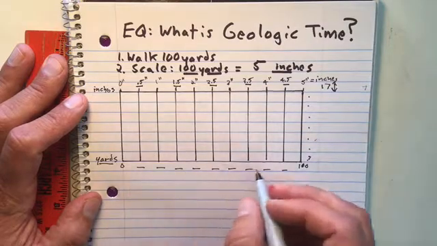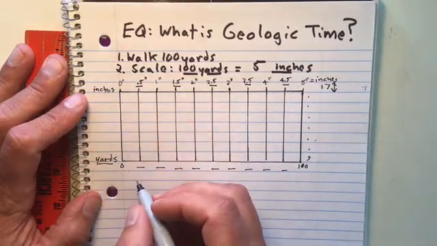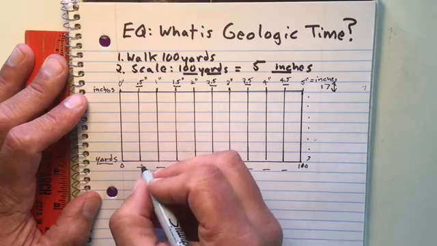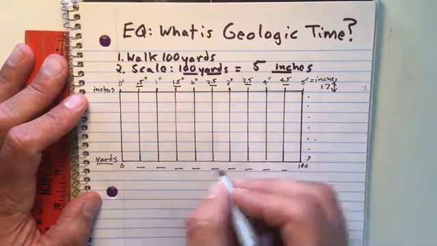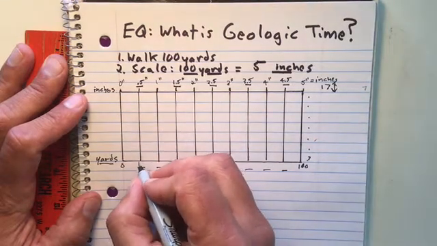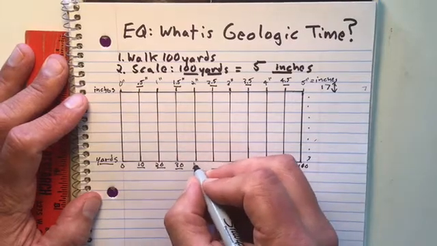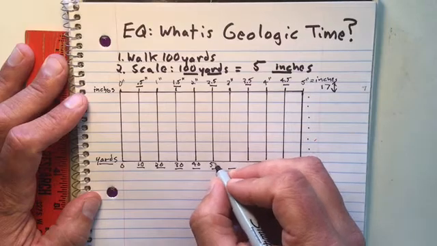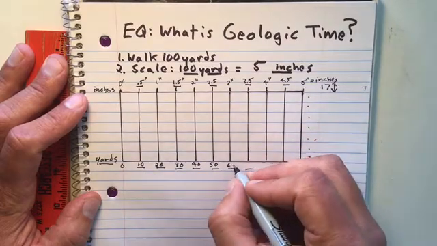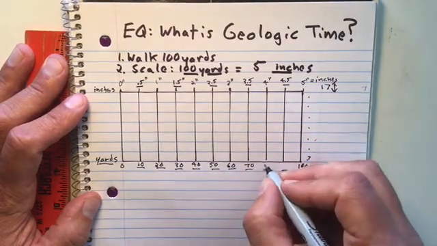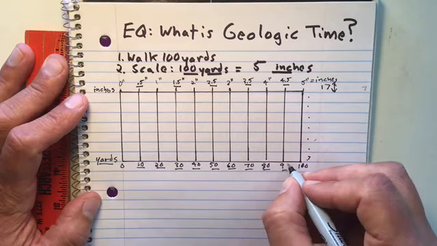Okay, what did you write for the yards part? We're comparing inches to yards. So if we have 100 yards, we split this up: this would be 10 yards, 20 yards, 30 yards, 40 yards, 50 yards midway, 60 yards, 70 yards, 80 yards, 90, and 100.